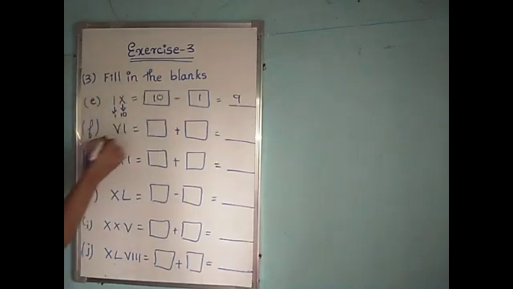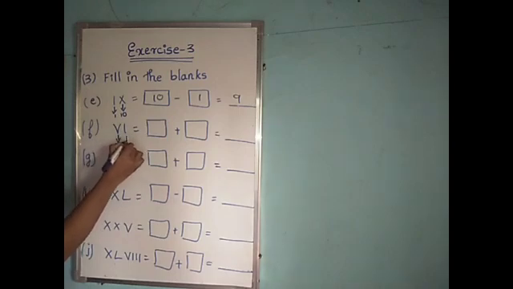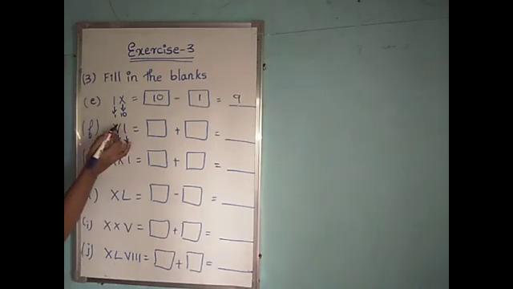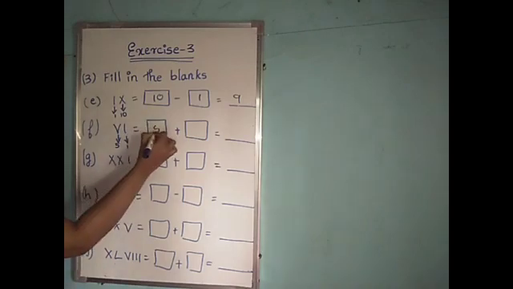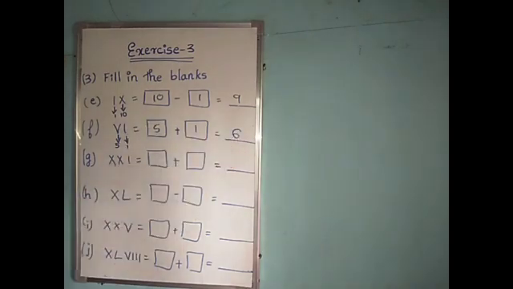Then F1. Here V is the symbol of 5 and I is the symbol of 1. Here I is the letter of smaller value and V is the letter of greater value. Here letter of smaller value is written to the right side of letter of greater value. So what we have to do? We have to add numeric values of both the letters. So 5 plus 1 is equal to 6.